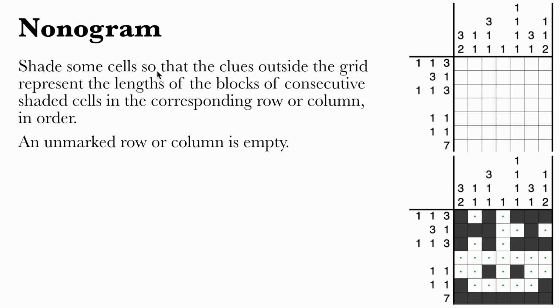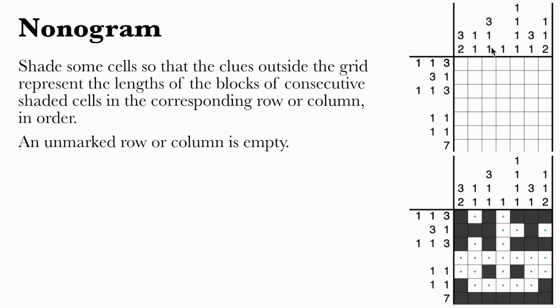And if none of those are familiar to you, then that's no problem, because we will together take a look at the rules. In a nonogram, we shade some cells so that the clues outside the grid represent the lengths of the blocks of consecutive shaded cells in the corresponding row or column in order. This is an intuitive rule that's hard to say succinctly without being imprecise. So just looking at the example will clarify this a lot.